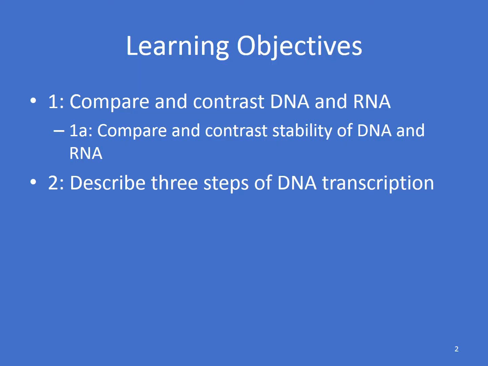Okay, so today we have two, maybe three learning objectives. First, we're going to compare and contrast DNA and RNA, and as a sub-objective of that, we're going to compare and contrast the stability of DNA and RNA. If you look at your handout, you should be able to see a compare and contrast box right there on the first page. You can use that if you like to list the similarities and differences between DNA and RNA.